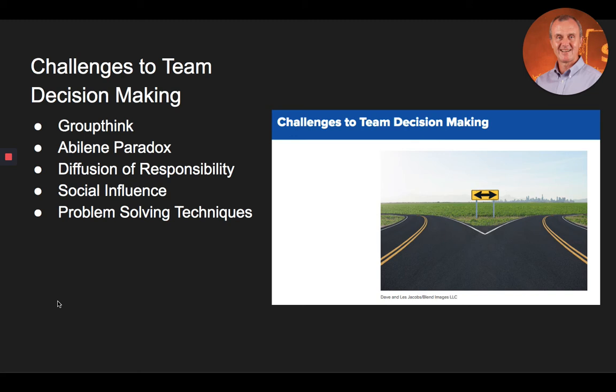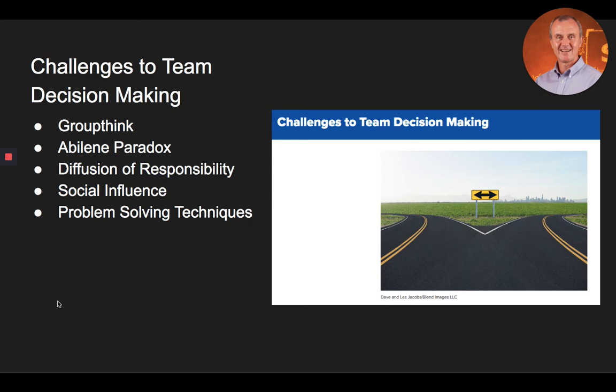How does groupthink result in poor decisions? Rather than offering alternative opinions or suggestions that might lead to better decisions, team members hold back so as to not upset other team members. As a result, there is a tacit push to accept consensus decisions, even in situations where making the absolute best decision is important. Now we'll talk about the Abilene Paradox.